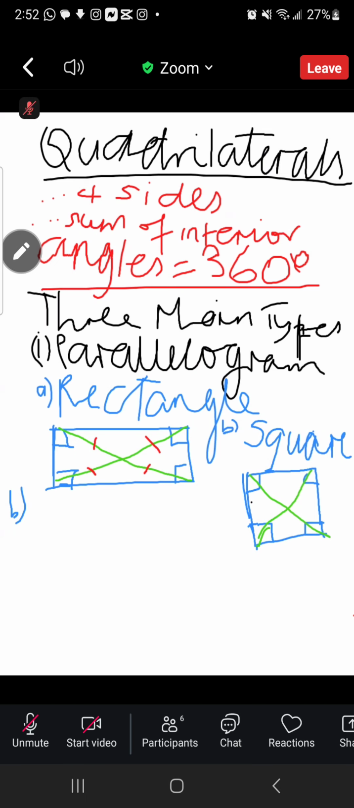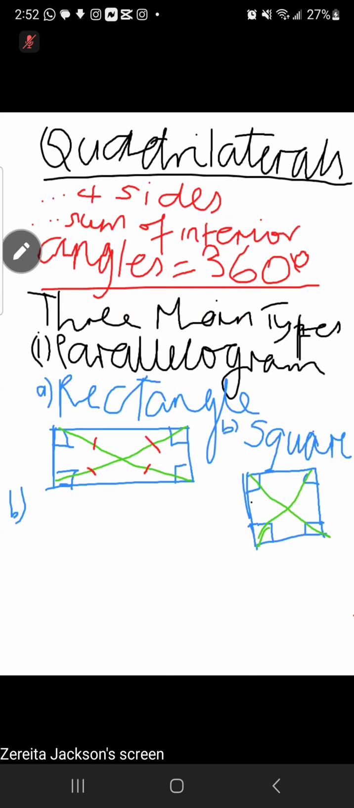Awesome. And that's what everybody needs to have. So we need to know that the square and the rectangle have basically the same properties, except that the square has 4 equal sides. And we can also put the marks on the diagonals to show that they are equal in length.